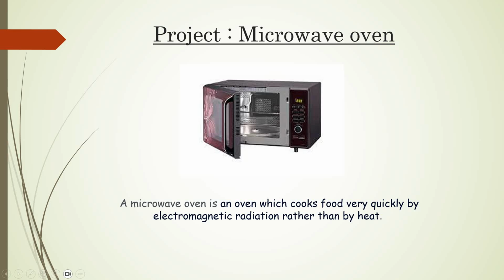We carried out a project on a microwave oven. A microwave oven is simply defined as an oven which cooks food very quickly by electromagnetic radiation rather than by heat. Food is usually cooked using heat in other ovens. So we designed a microwave oven which cooks using the electromagnetic radiation emitted.